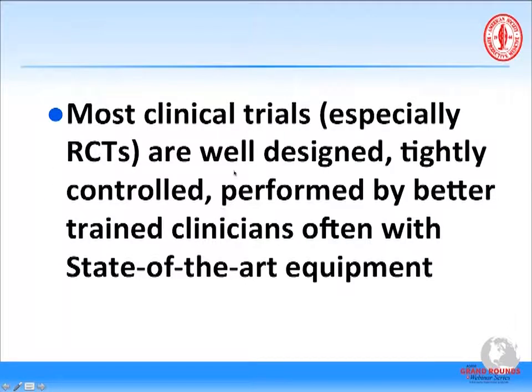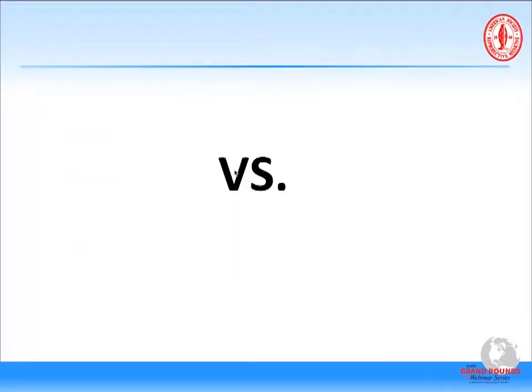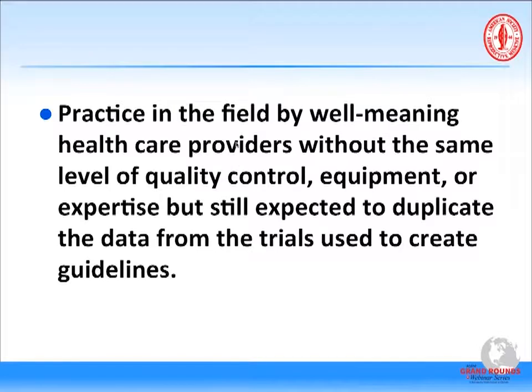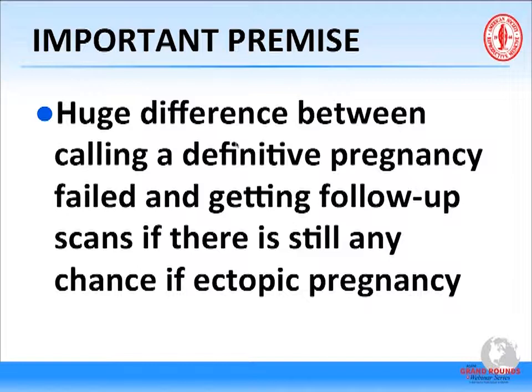And I thought about this a lot, because most clinical trials, especially randomized clinical trials, are well designed, tightly controlled, performed by better trained clinicians, often with state-of-the-art equipment. This is versus practice in the field by well-meaning healthcare providers, often without the same level of quality control, same level of equipment or expertise, but still expected to duplicate the data from the trials that were used to create the guidelines. So understand there's a huge difference between calling a definitive pregnancy failed and getting follow-up scans if there's still any chance of it being an ectopic.